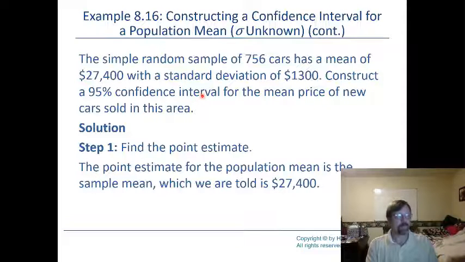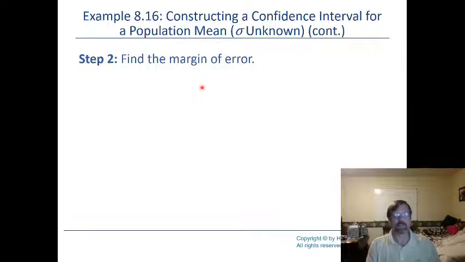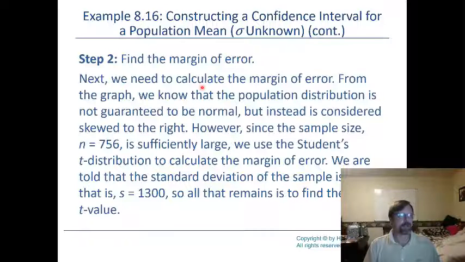All right. We've got our point estimate of the population mean as the sample mean, which was given as 27,400. We need to find the margin of error. We know that it's likely not normal. Okay, it's skewed to the right, so I was wrong. It skews towards the tail. I knew that 2 weeks ago. Doesn't matter right now, though.